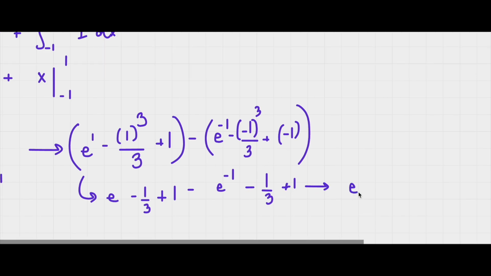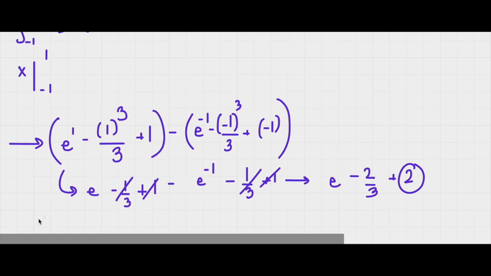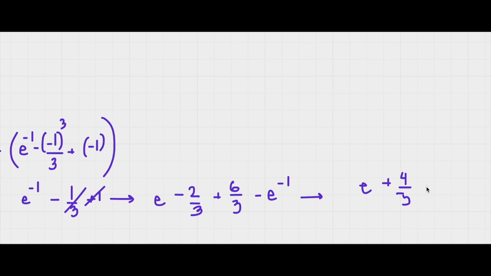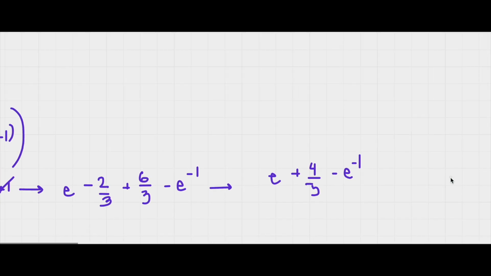And now we have e minus a third, that's minus 2/3, plus 1 is plus 2. And I will change this denominator because this is 2 over 1, which is the same as saying 6 over 3, so that I can add these together, and then minus e to the -1. Now we have e minus 2 plus 6. So that's 4 over 3 minus e to the -1.